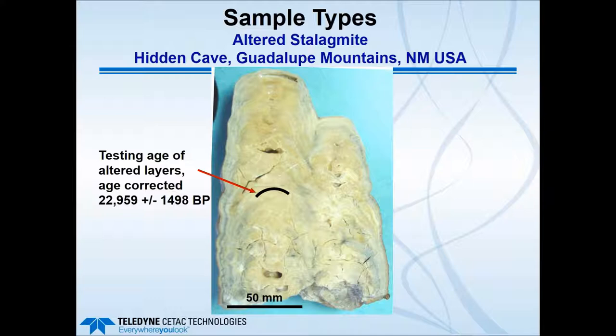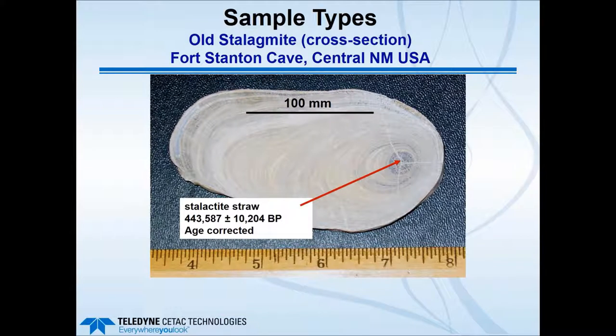And the last sample type that was also run by the same method, this one was sort of approaching the limit of the method, up around 450,000 years, was a stalactite straw that essentially can grow into a stalagmite. The stalactite, of course, is coming down from the ceiling of the cave. Stalactite from the top and stalagmite from the ground or from the bottom. This was from Fort Stanton Cave, also New Mexico, but in the central part of the state.